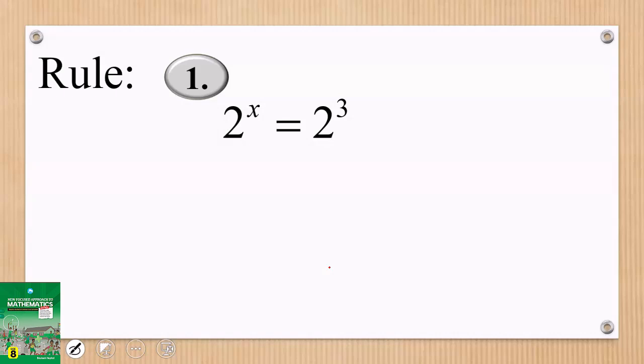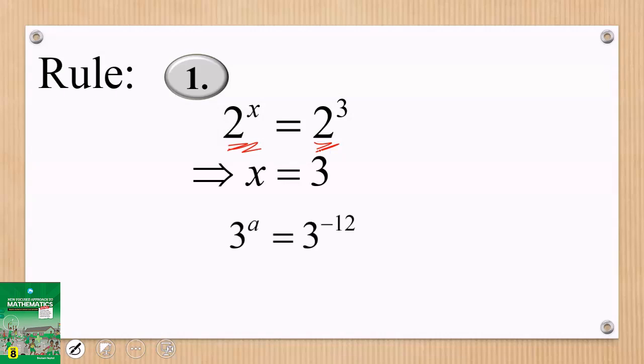Rule number 1. Anytime you have two indices with an equal sign in between and they are of the same base, we always equate the exponents. Again, if I have 3 to the power a is equal to 3 exponent negative 12, since the bases are the same and we have an equal sign in between them, then we can say a is equal to negative 12.